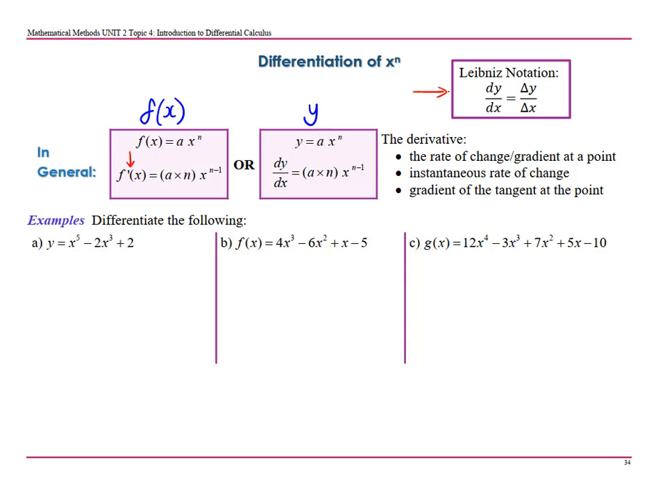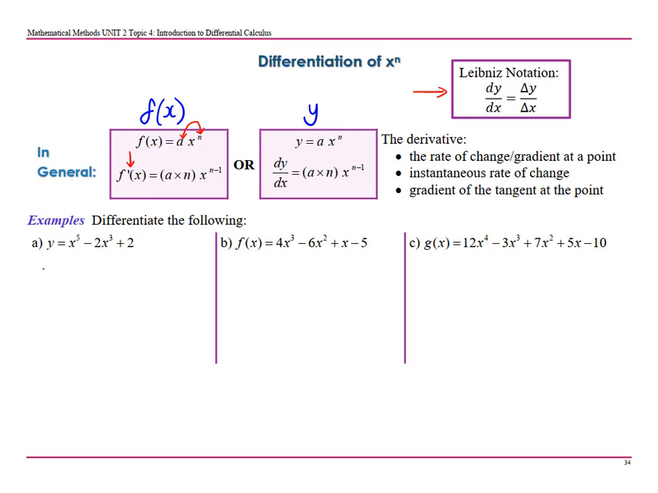Now, our rule, which we came up with last lesson when we were differentiating by first principles, is we times the coefficient of x by n. So we have a times n, write our x, and then we decrease our power by 1. And of course, that's the same if we're starting with y. It's just that we've got that dy dx out the front.